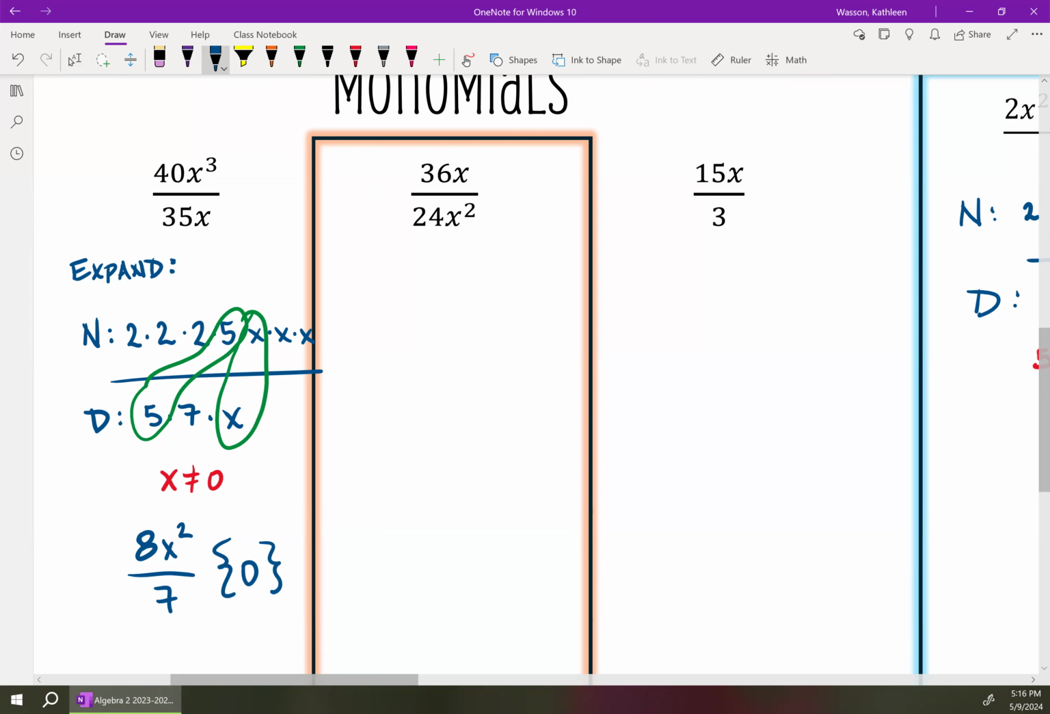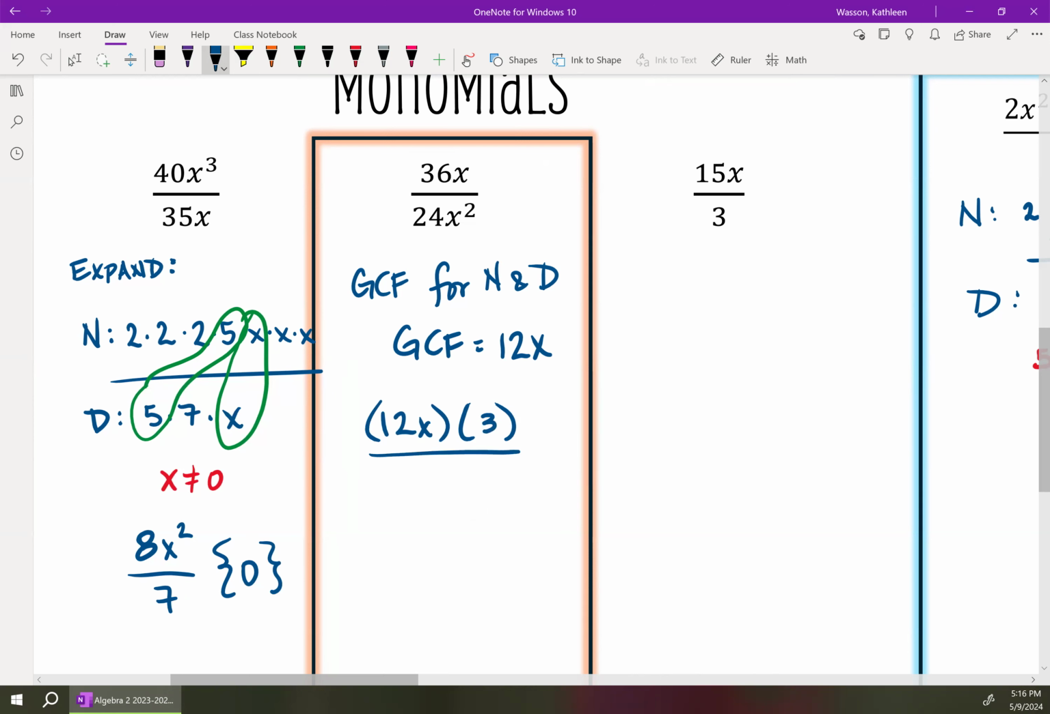I could also think of this as looking for a greatest common factor for the numerator and the denominator. When I compare 36x and 24x squared, the greatest common factor is 12x. So if I separate 12x out from 36x, it's 12x times 3. And if I factor 24x squared, I can write that as 12x times 2x.